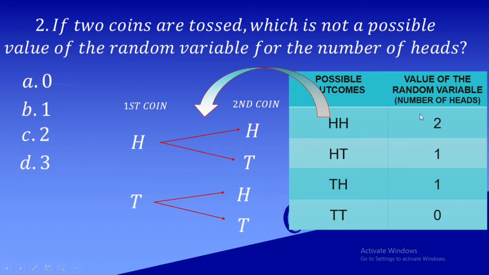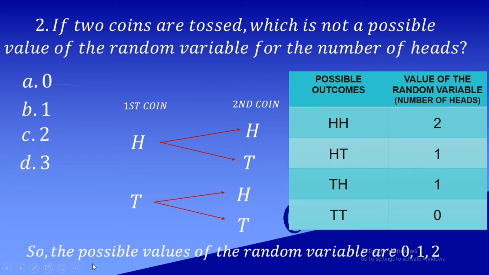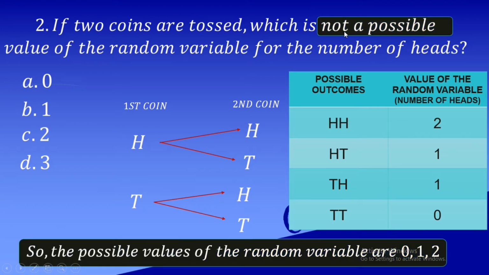So we're looking for the number of heads. So meron tayong dalawang H in HH, that is 2, HT is 1, TH, isang H, is 1, TT is 0. So the possible values of the random variable representing the number of heads are 0, 1, and 2. So the answer is 3, which is not a possible value of the random variable.